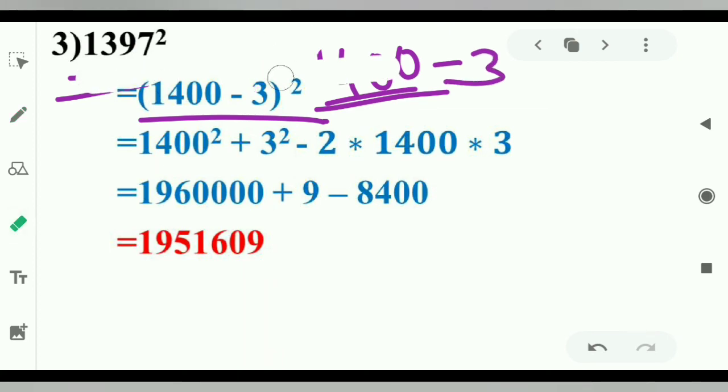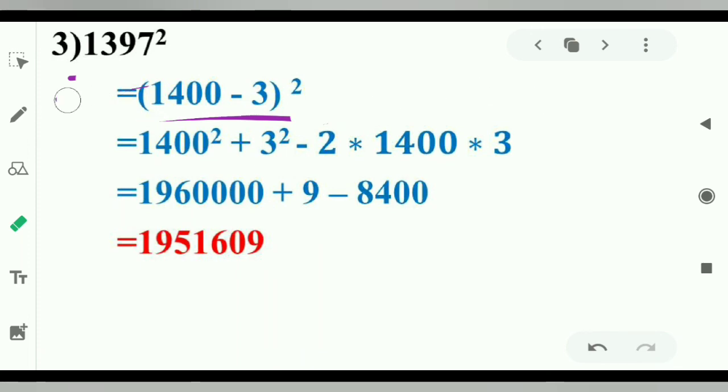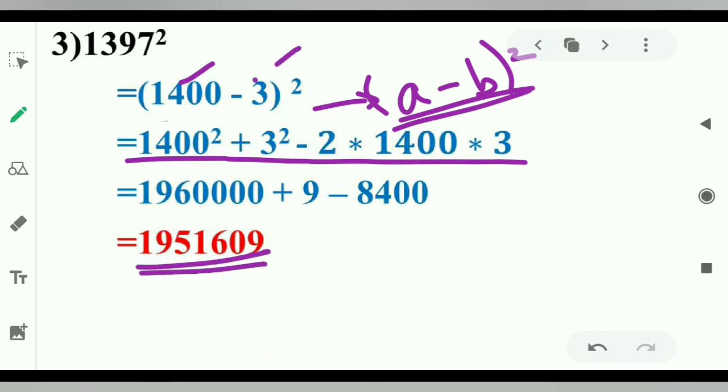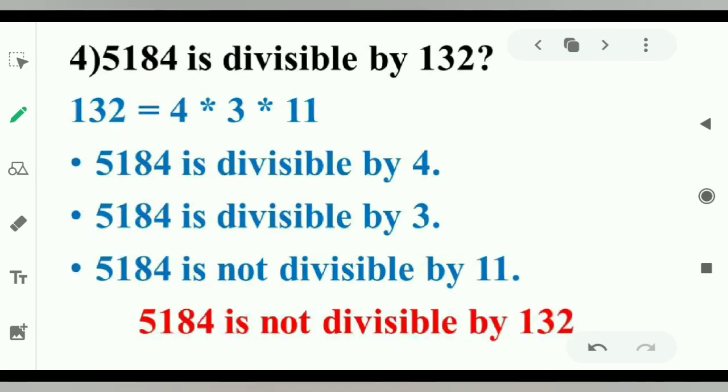So 1397 the whole square becomes (1400 minus 3) the whole square. It is of the form (a minus b) the whole square, which is equal to a square plus b square minus 2ab. On applying a as 1400 and b as 3, we will get the solution. Okay, let's move on to the next problem.